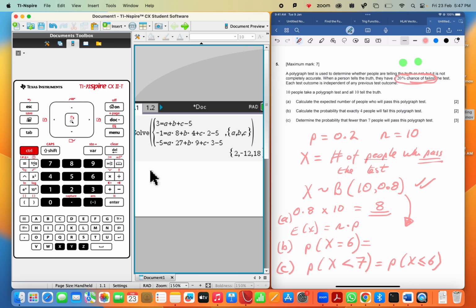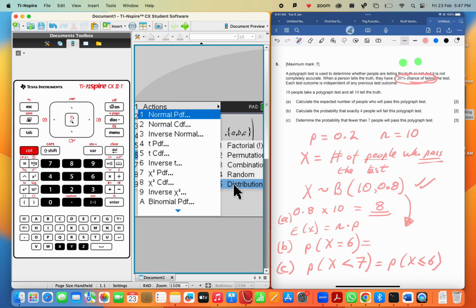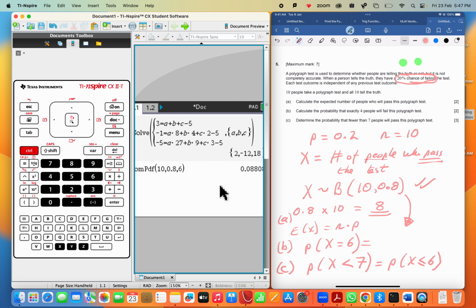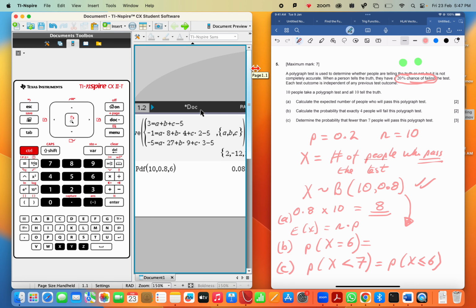Great. Okay, so menu, probability distribution. A binomial PDF, number of trials 10, success is 0.8, and the x value here is 4 we want, right? Oh, sorry, my bad, 6. Okay, it says 6 here, right? 0.088, let me just check the last digit, 0.0881, okay, 0.0881.